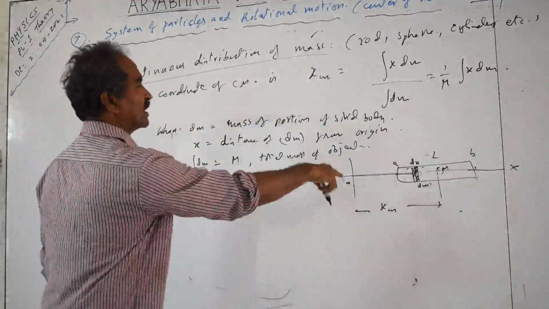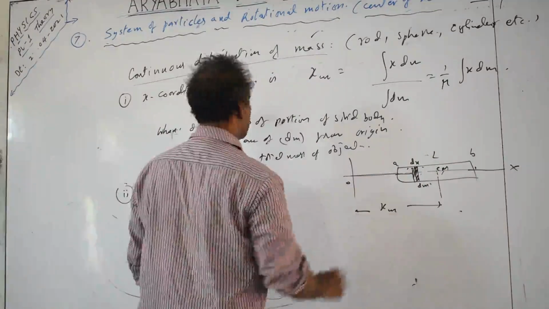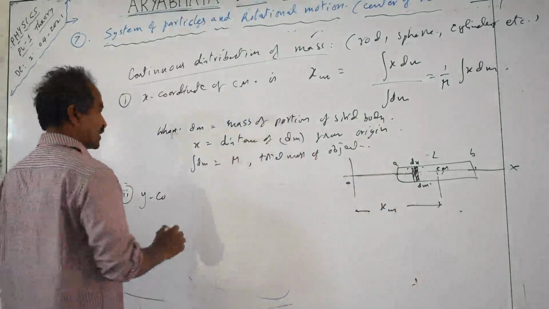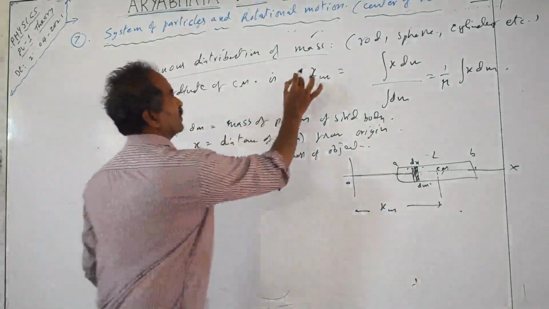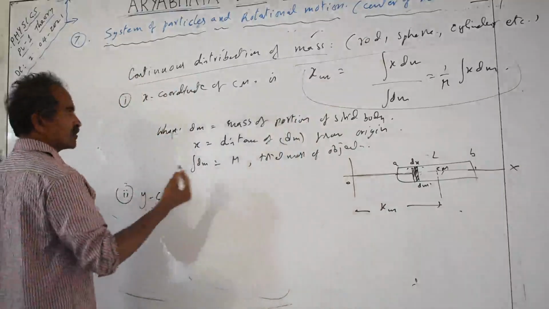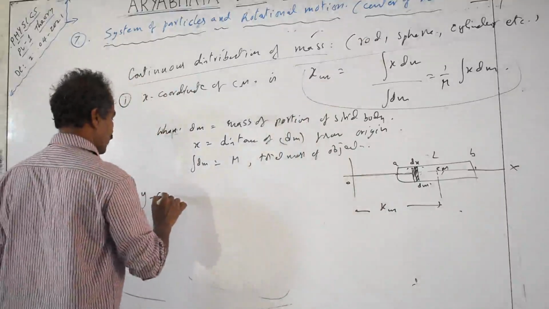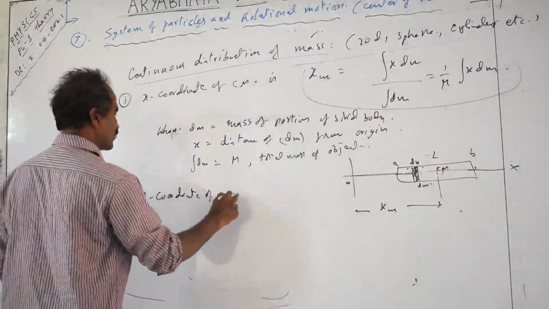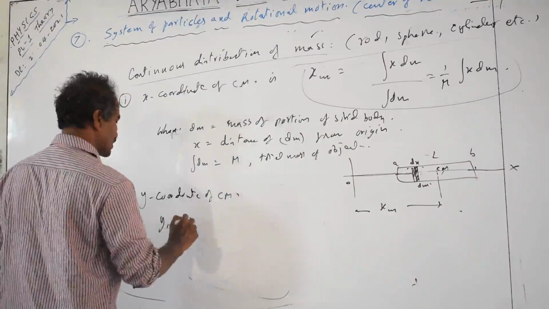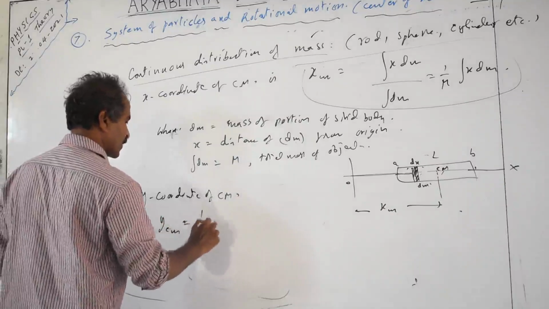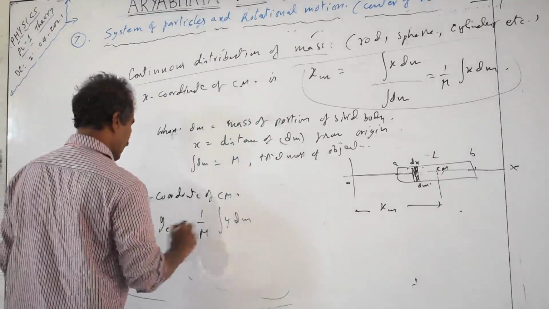Then the integration of that part becomes equal to this relationship. And how do we get that extraction of this x dm? We will take the next step. For xcm, only formulas they will ask you in 3 marks or 2 marks questions. Then ycm, the y coordinate of the center of mass, is ycm equal to 1 by M integration of y dm.